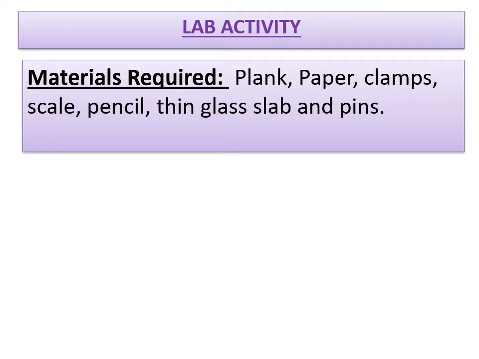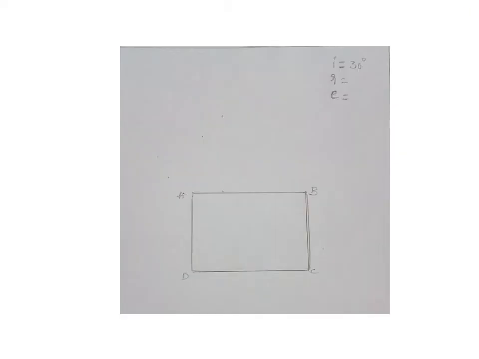So in this, the materials required are a wooden plank, a paper. Here I have taken an A4 paper, or whatever is available, like a white chart, you can take. And clamps, to clamp this paper on the wooden board, and a scale, pencil, thin rectangular glass slab, and some pins. So whatever you are seeing here, just take a white paper and clamp it on the wooden plank.